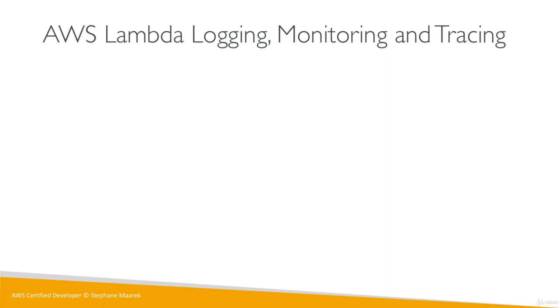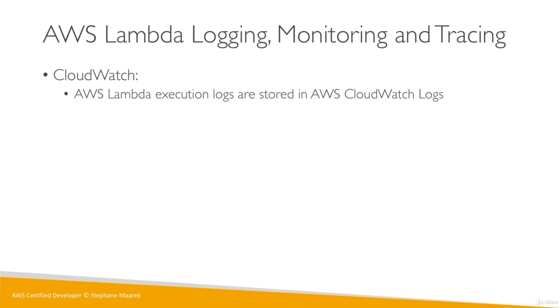Let's talk about Amazon Lambda for logging, monitoring, and tracing. So the first thing we know is that Lambda is integrated with CloudWatch. And so all the Lambda logs go straight into Amazon CloudWatch Logs. And for this, we needed to ensure that the IAM role was correct. The Lambda metrics will be displayed in CloudWatch metrics.